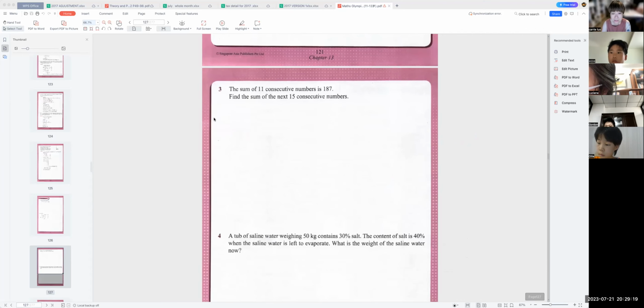The sum of 11 consecutive numbers is 187. Find the sum of the next 15 consecutive numbers. What does consecutive mean? Continuous, right? So 1, 2, 3, 4, 5, 6, 7, 8, 9 are consecutive numbers. So the sum of 11 consecutive numbers is 187. Remember when I said, Daniel, do you still remember when the number of numbers is odd? What did you do immediately?